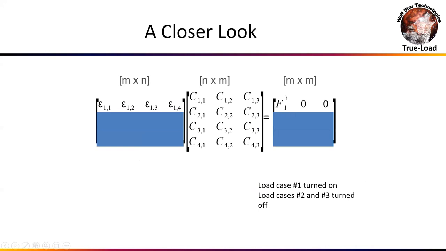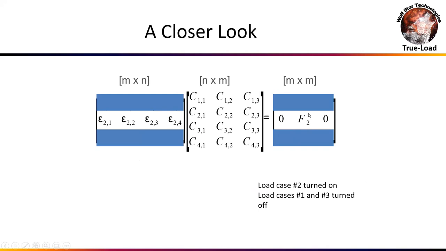Here, if I turn load case number 1 on and load cases 2 and 3 off, I can look at the strain response of my 4 gauges and write that down. Let's move on to load case number 2. Here we turn load case 2 on, load cases 1 and 3 off, and look at these same 4 strain gauges and write down the strain response. The strain response on these gauges is going to be different for load case 2, because load case 2 is different than load case 1. We're essentially getting a strain signature for each load case.